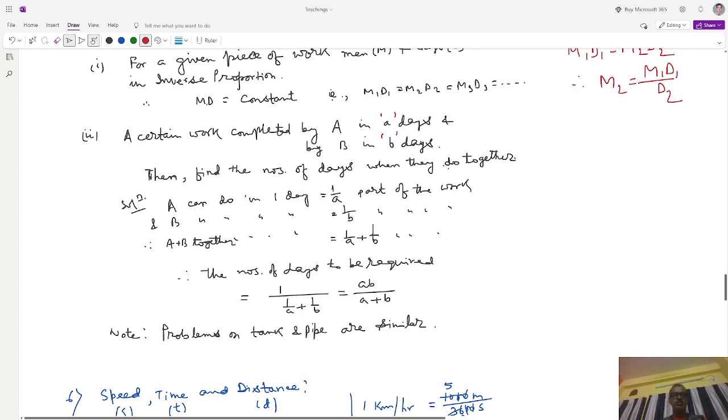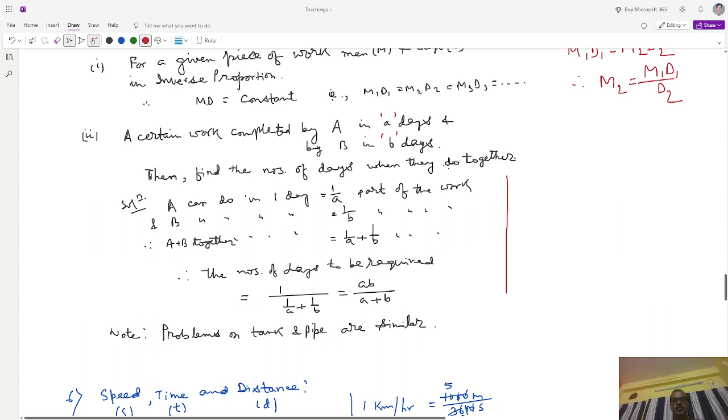This method is also applicable for tank and pipe problems, cistern and pipes problems. Exactly a similar method. If we take values for A and B, it will be easier to understand.